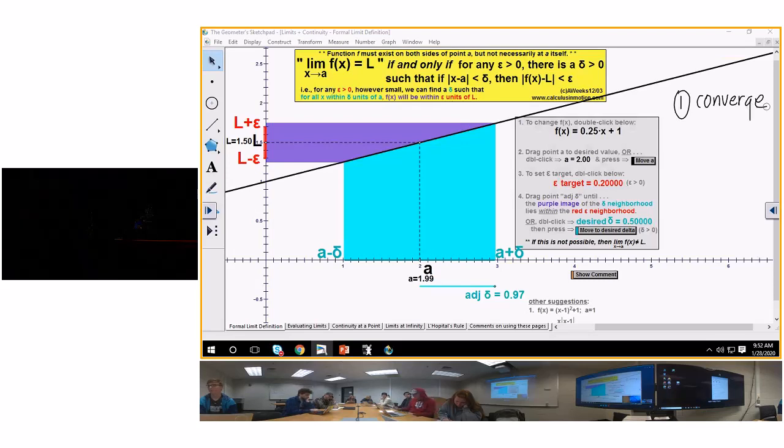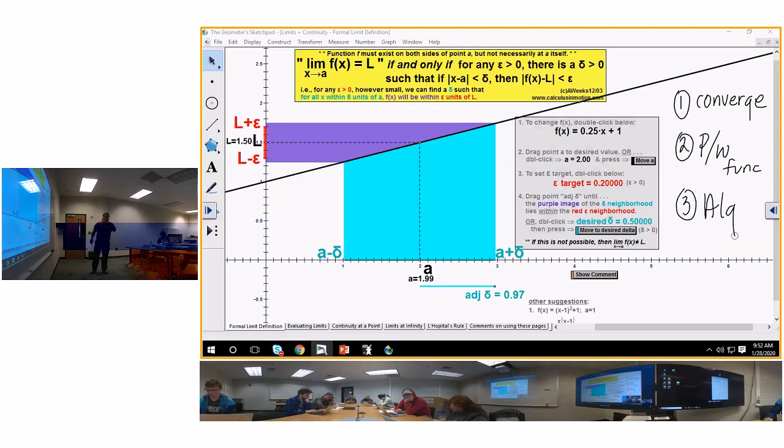I'm going to talk about piecewise functions. We talked about that in the review. Then I'm going to talk about algebraic, where we have to factor. I'm going to talk about those 3 main things pertaining to limits. And right now we're going over the convergence.